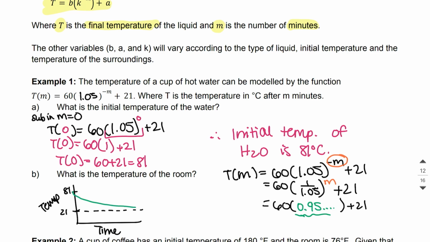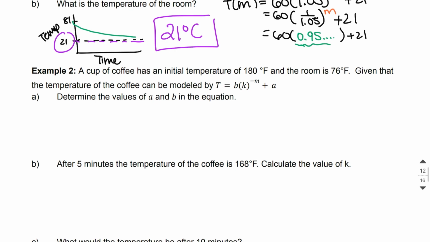So as you can tell right here, the temperature of the water started at 81 degrees and it's gradually decreasing until it levels off and it tries to reach the temperature of the room. And what temperature is it trying to reach? This 21 degrees right here. Okay, and that's how you do part B.